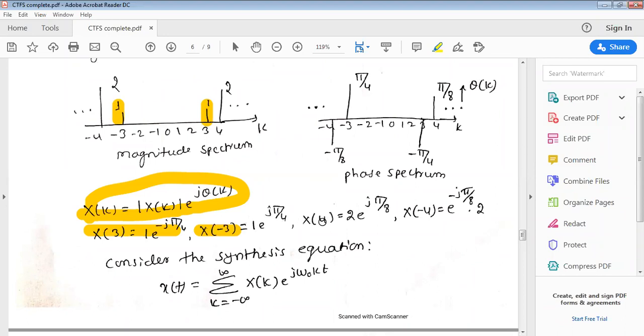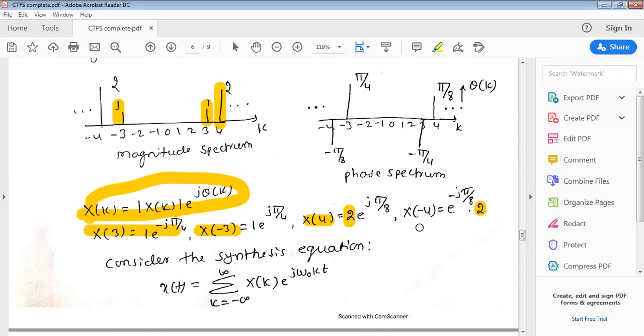Let us write x of 4. What is x of 4? This is 2, so I'll write 2 into e power j, and the angle at 4 is pi by 8, so e power j pi by 8. Similarly, x of minus 4. X of minus 4 has magnitude 2, so 2 is written at the end, into the angle, which is e power minus j pi by 8. So you have these factors: x of 3, x of minus 3, x of 4 and x of minus 4.